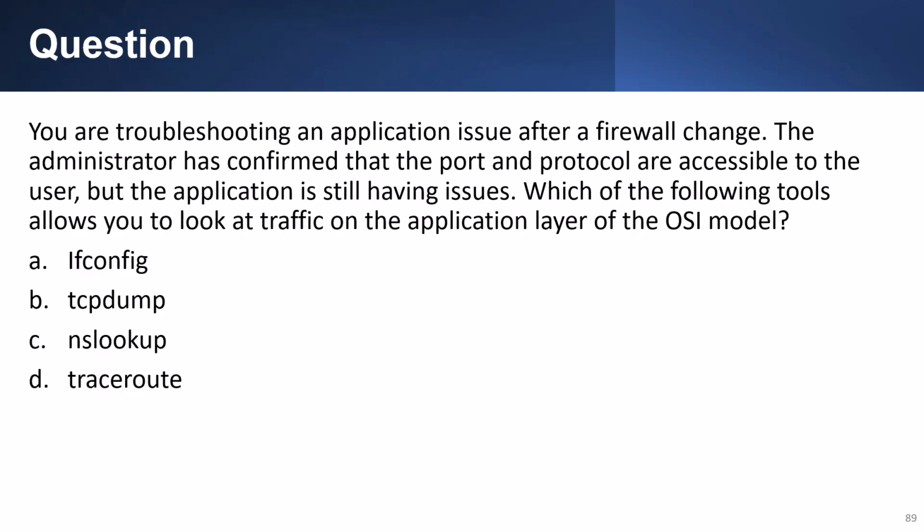Question: you're troubleshooting an application issue after a firewall change. The administrator has confirmed that the port and protocol are accessible to the user, but the application is still having issues. Which of the following tools allows you to look at traffic on the application layer of the OSI model? Answer: TCPDump.